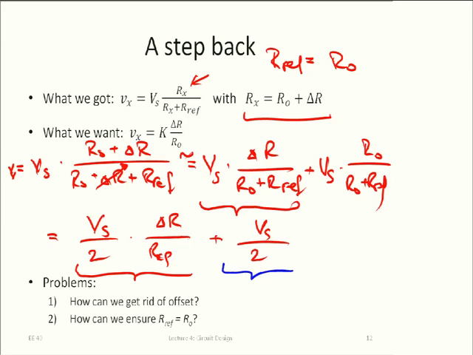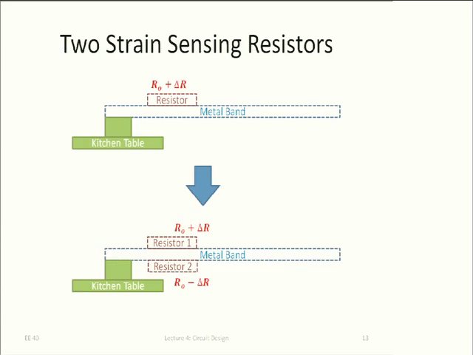Right? Okay, so this is how the circuit now is going to look like. Now instead of having just one resistor, we have a second one. And again, if I bend this, then this one gets stretched, and therefore the resistance increases. And this one actually gets squished, and the resistance decreases. All right, so that's how it's going to look mechanically in the laboratory, the setup.